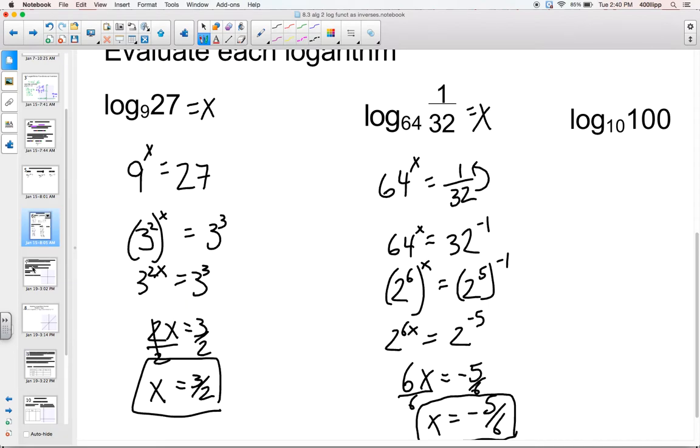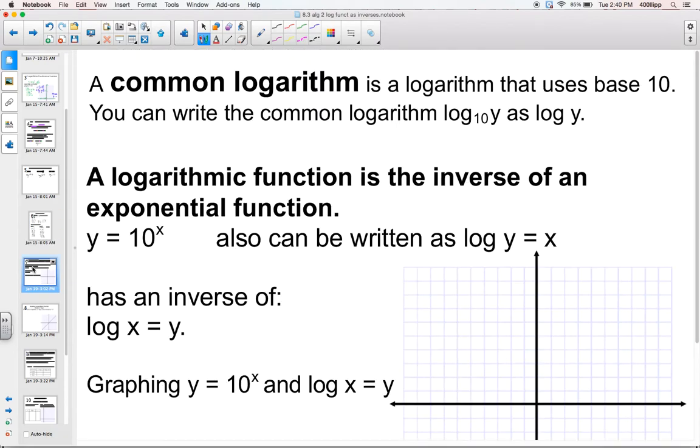All right, moving on. Okay, so let's talk a little bit about a common logarithm. A common logarithm means it's going to have a base of 10. So log base 10 of y will be written as log of y. They're just dropping this base of 10. So if you see log of y or anything that does not have a base, then you know that it's a common log, which just means it's a base of 10.